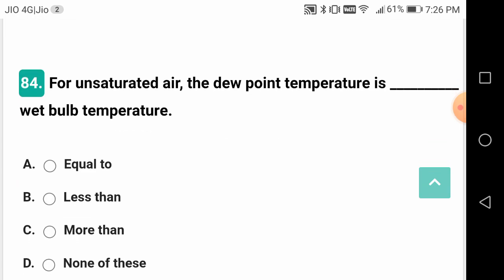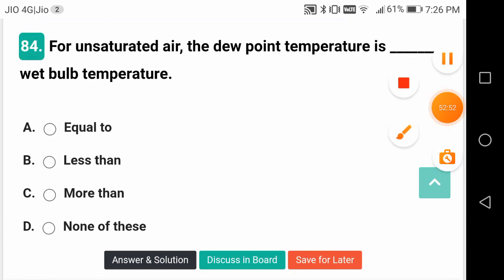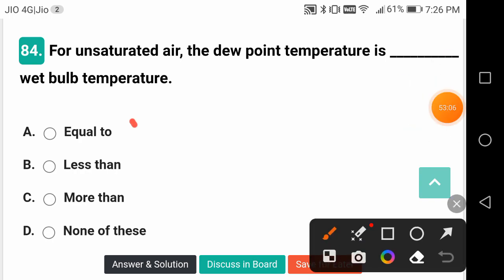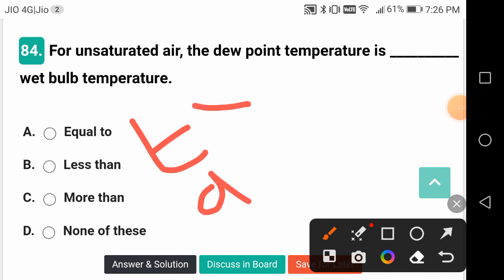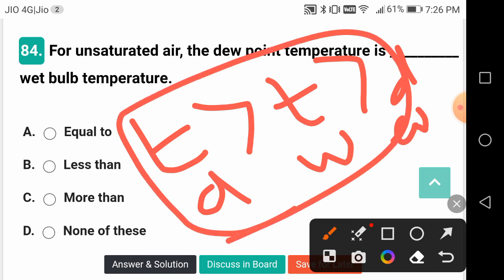For unsaturated air, the dew point temperature is less than the wet bulb temperature. Dew point temperature is the least temperature, friends. So it is something like that. Between the dry bulb temperature, TD is greater than T wet is greater than T dew. This is the relation between dry bulb temperature, wet bulb temperature, and dew point temperature.